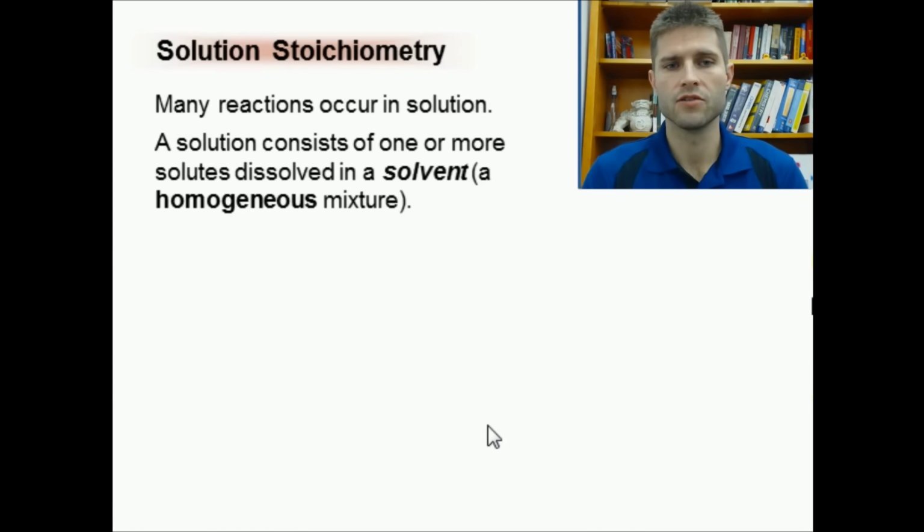So what is a solution? A solution consists of one or more solutes dissolved in a solvent. This will become a homogeneous mixture. Remember, we've learned what homogeneous means. It means that there is no phase separation. You can't distinguish one part of the solution from a different part. They all look the same.